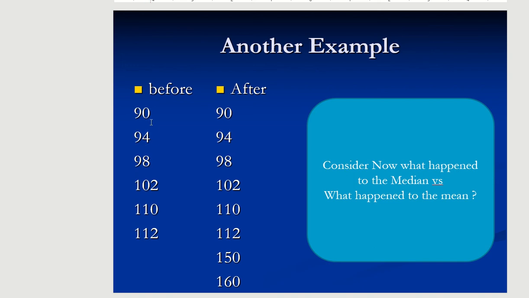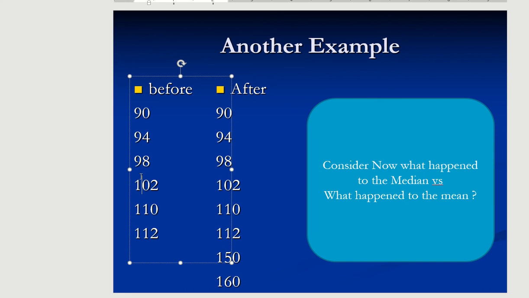Now what is the median? You have 6 values, you add 1, you get 7, you divide by 2, you get 3.5, so the position is 3.5. This is the third, and this is the fourth. You add these two up, you divide by 2, the median is 100. Okay, so the mean is 101, the median is 100.